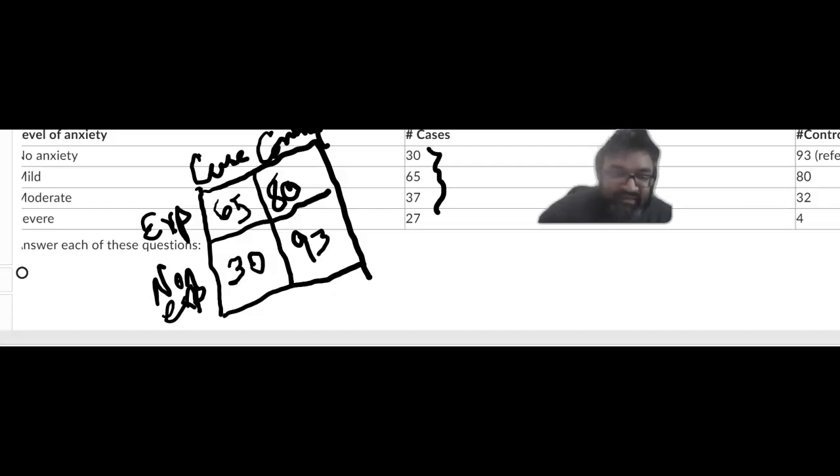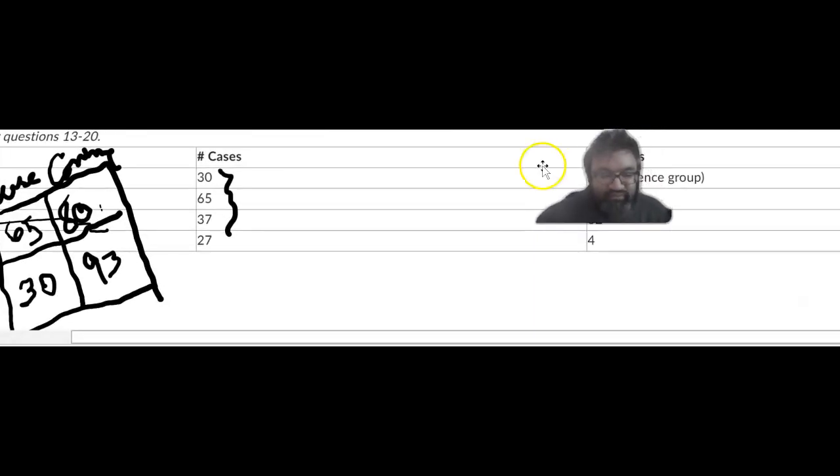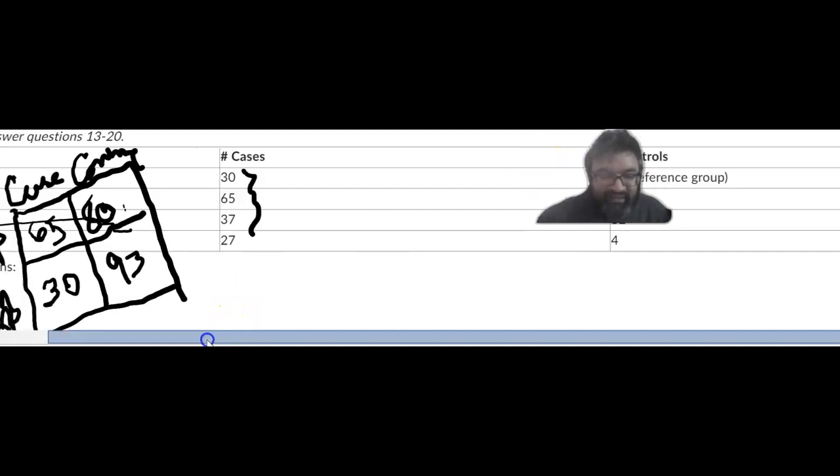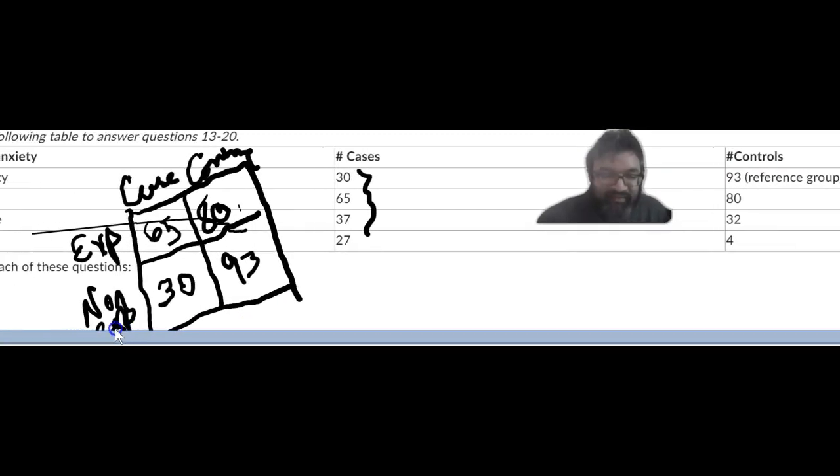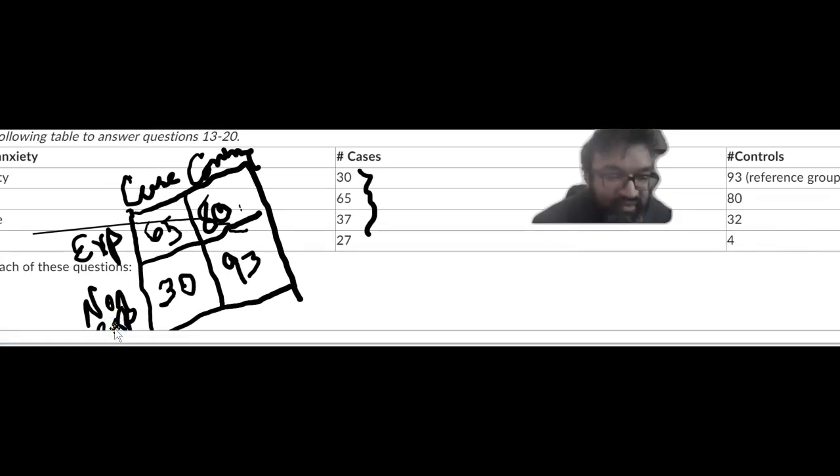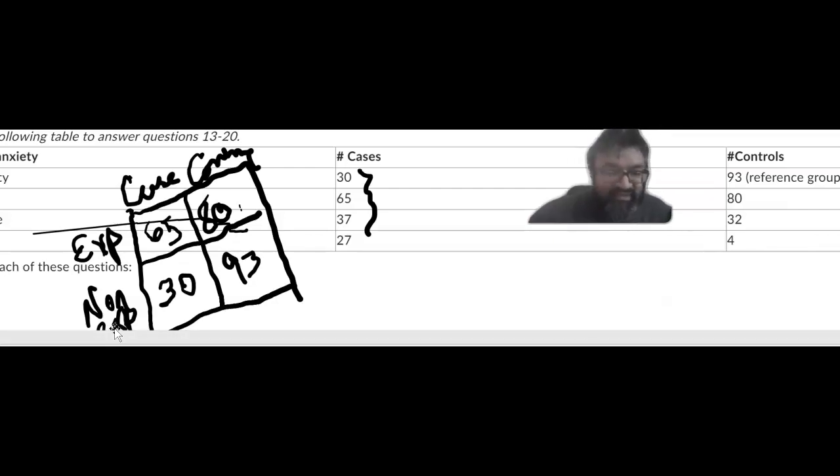So the odds would be, let me get this in the view of the screen. So the exposure and non-exposure, and then cases versus controls. So typically what you want to do is A over C divided by B over D, right? What is the probability that the cases and the controls will experience anxiety?